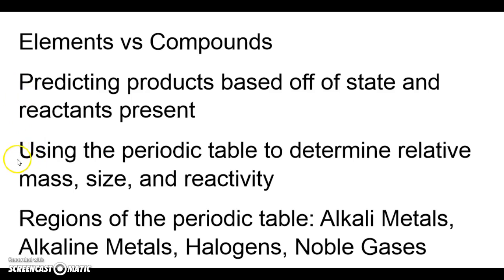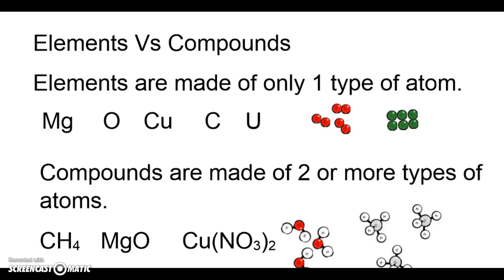You have to be able to use the periodic table to determine relative mass, size, and reactivity. And you have to know the regions of the periodic table. Those regions are the alkaline metals, halogens, noble gases. You also have to know where the metals are, the nonmetals, and the metalloids. So our first one, element versus compounds.